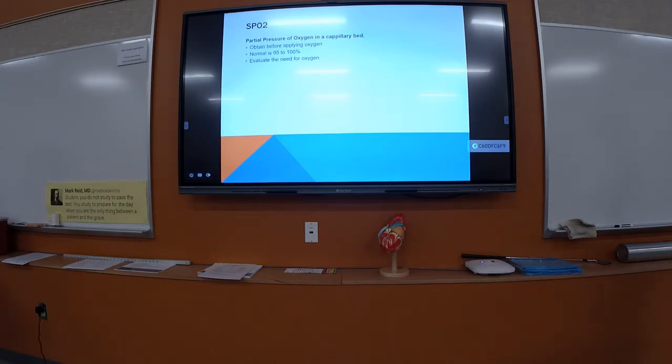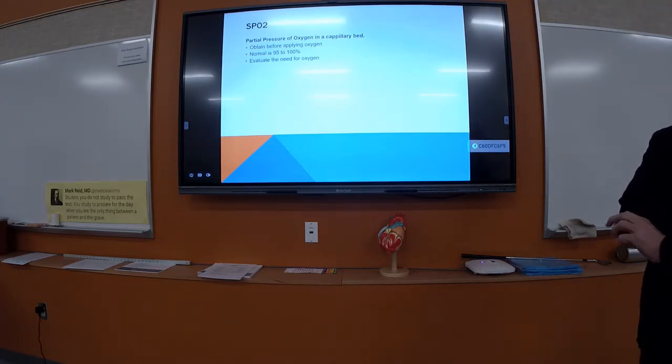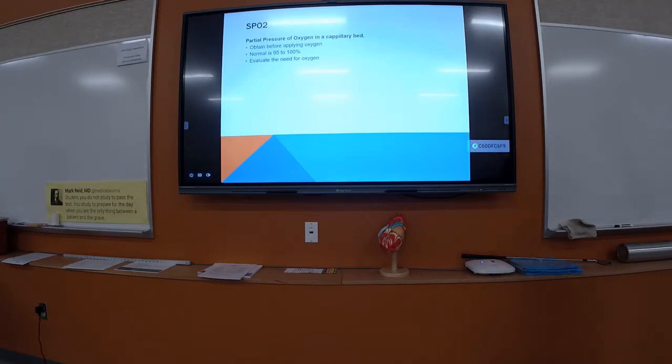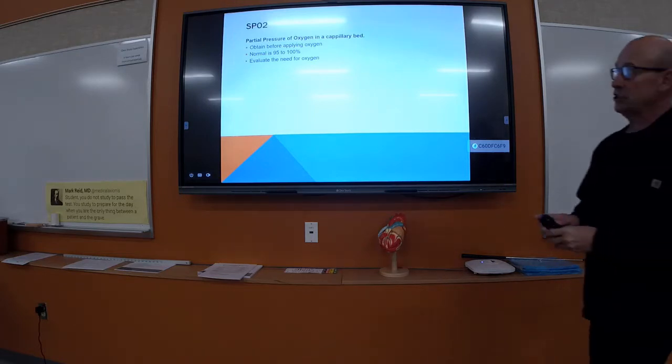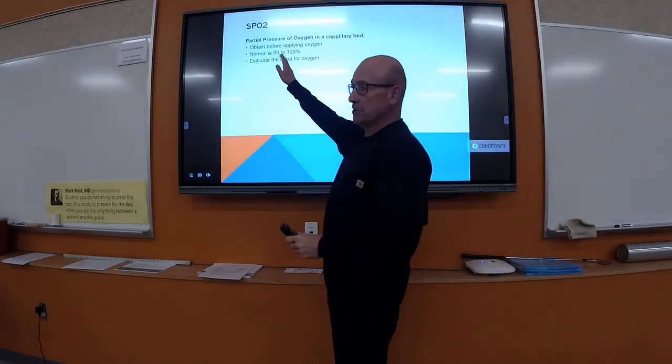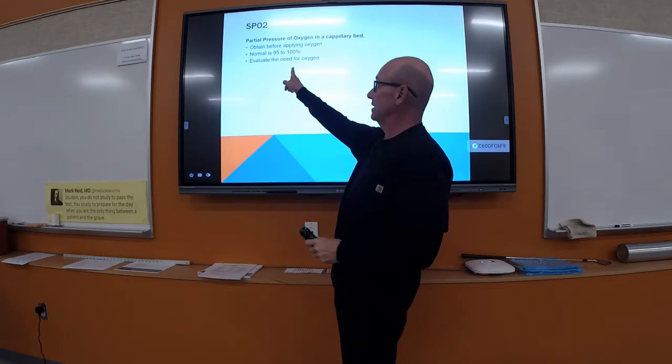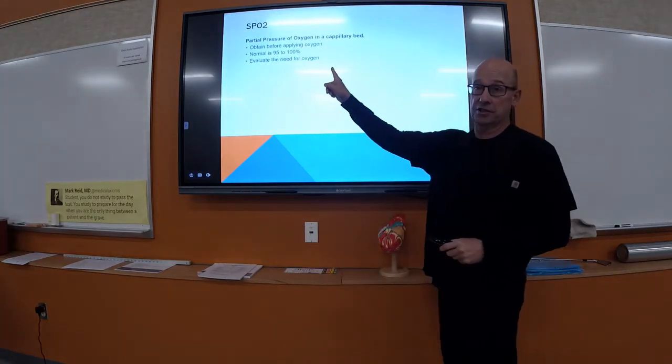We want a room air SpO2 because this gives us a baseline. Without that, we have no baseline if or when we apply oxygen. So we want to make sure that we get a room air SpO2. The normal is 95 to 100%. Anything below 94%, this is where we start to evaluate the need for oxygen.